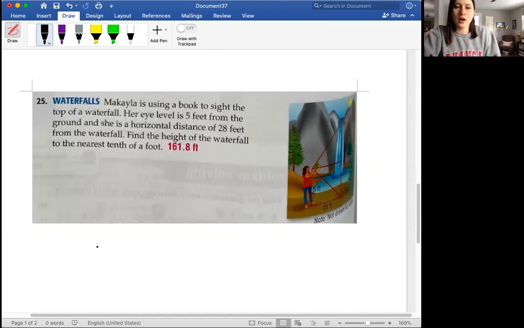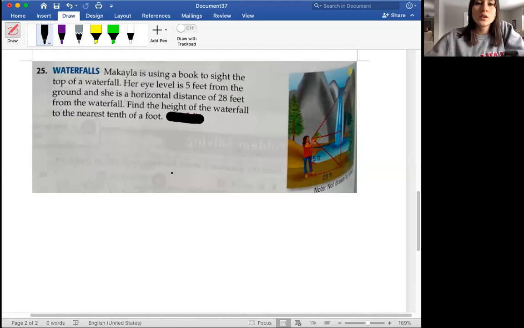Okay, our final problem. So number 25, there's a graphic drawn for you. It says Michaela is using a book to sight the top of a waterfall. Her eye level is 5 feet from the ground, and she is a horizontal distance of 28 feet from the waterfall. Find the height of the waterfall to the nearest tenth of a foot.